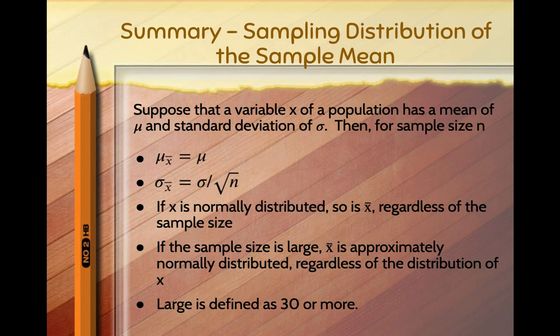So it doesn't matter what sample size I pick. But if my sample size is large, I can still assume a normal distribution of x bar. And by large, we're going to say 30 or more. As long as we have at least 30 in our sample, we can use a normal distribution to approximate that, which is kind of nice.